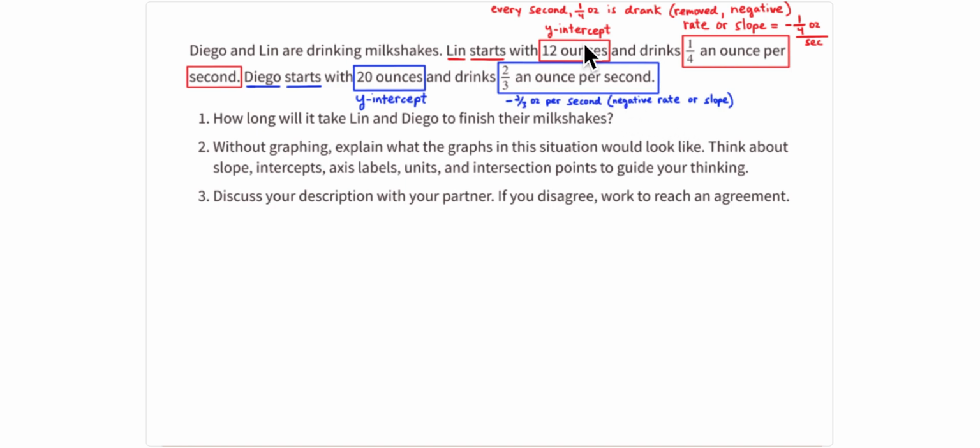Now notice when you look at this, Lynn has fewer ounces, but she's drinking her drink a lot slower, 1/4 of an ounce per second, than Diego. Diego starts out with more, 20 ounces, and he drinks it very much faster, 2/3 of an ounce per second. And you're going to find out that Diego actually finishes his drink before Lynn finishes her drink. So what that means is that at some point in time, Diego will have fewer ounces than Lynn. Starts out with more ounces and ends up with fewer ounces than Lynn. That means at one point in time, they will have the same amount of milkshake. Their graphs will intersect, they will cross. So look for that as we go through this.